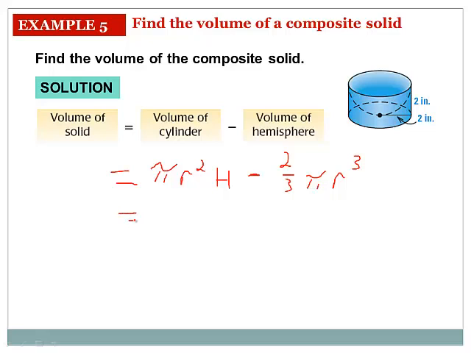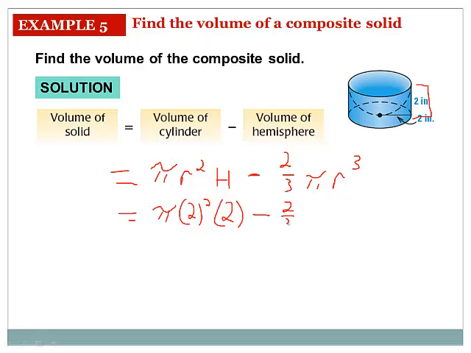So let's plug in what we know about the cylinder first. So we have pi. We know the radius of the cylinder, it's 2 squared. The height, our big H, remember, is this entire height here, and they tell us that is also 2. Multiply this by 2.